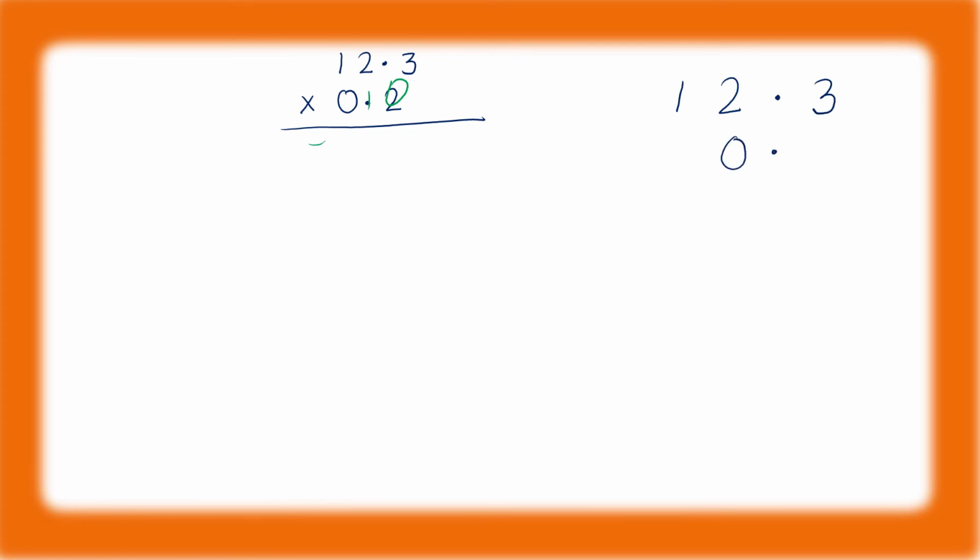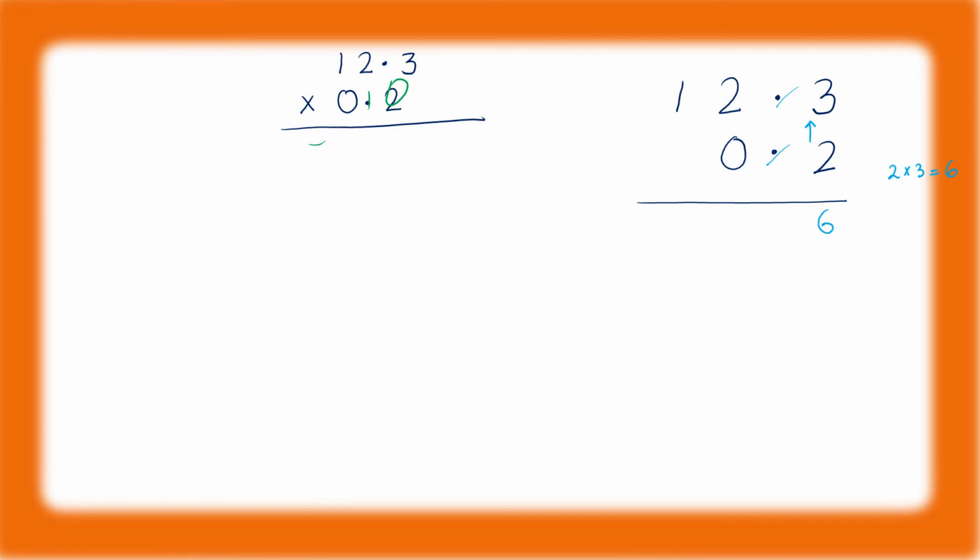0.2. Now right now ignore the decimals. Okay, so forget about the decimals. Forget that there is a decimal here. Just multiply normally. So here 2 times 3. Look here, I am showing you here the one. 2 times 3, it's 6. So I write here 6, right?